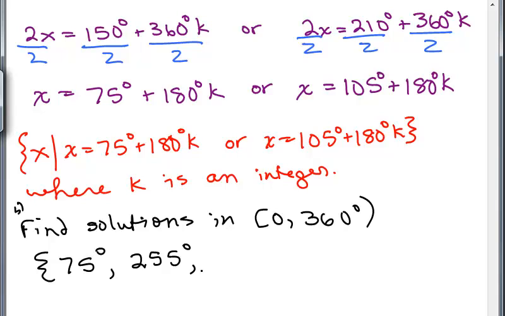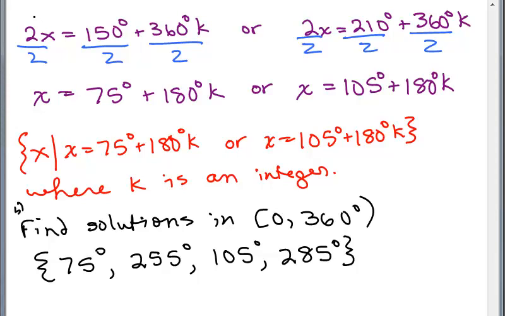Okay, let's look at the second one. It says x is 105 degrees plus 180 degrees k. So one solution is 105 degrees. That's in between 0 and 360. And then if I add 180 to that, what does that give me? 105 plus 180 is 285 degrees. And that's under 360, so I could list that. Now if I add 180 again, I'm over 360. So these are the solutions in the interval 0 to 360 degrees.